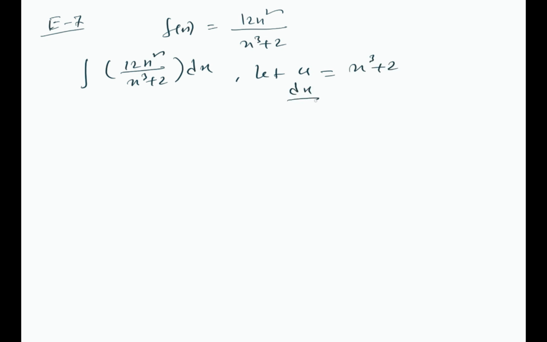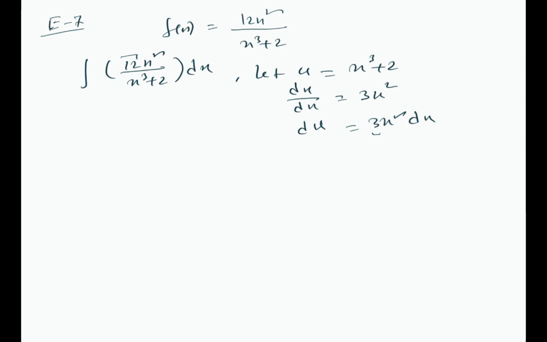So the derivative of this function is 3x to the power 3 minus 1, which is 2. Therefore du is equal to 3x squared dx. But check it very carefully. Here we have 3, but we have a number which is 12. Okay, so we need to adjust it anyway, right?